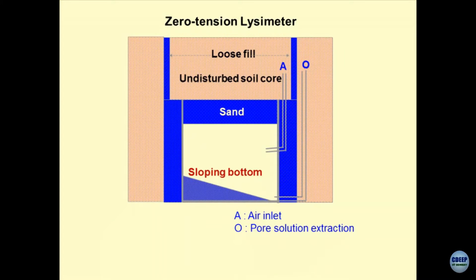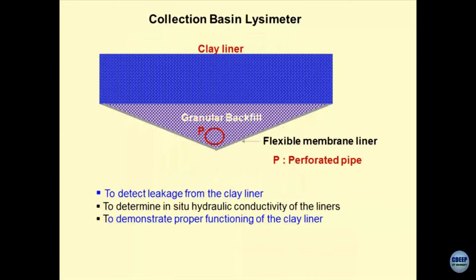What has been done is that you have to install a sand layer and then there is a sloping bottom, so that whatever percolation takes place from the undisturbed soil core passes through the sand and gets collected over here. There is an air inlet which has been provided and there is an outlet which has been provided. So, these types of systems are very complicated to design under field condition, but yes, these were designed and used once upon a time. There is a simple example of what collection basin lysimeters are.